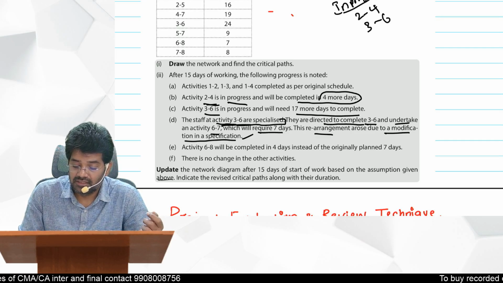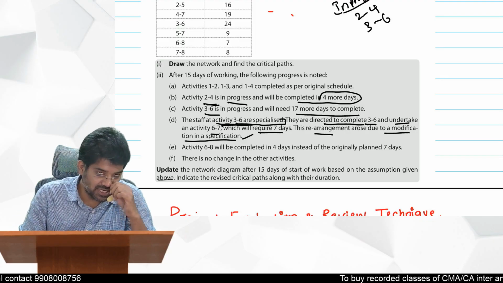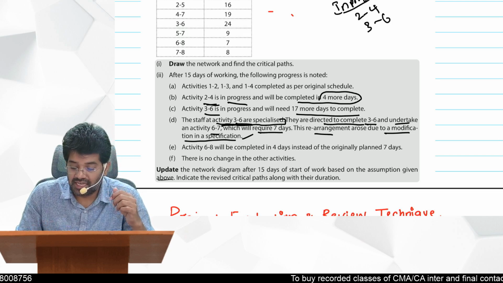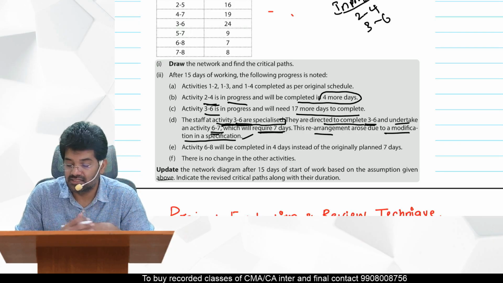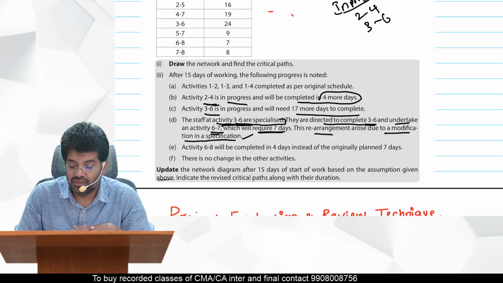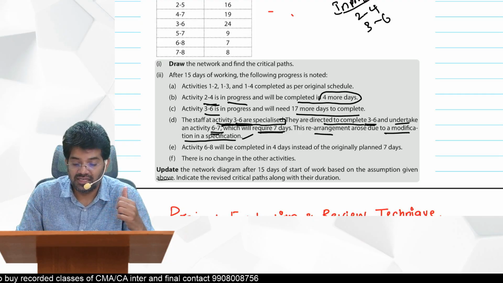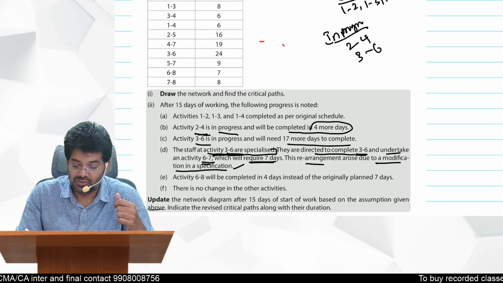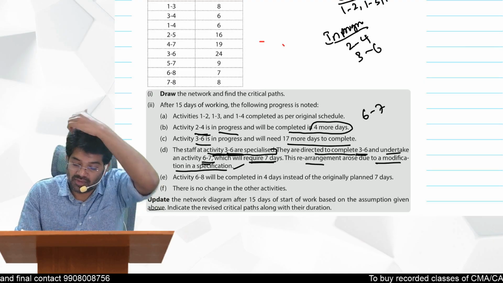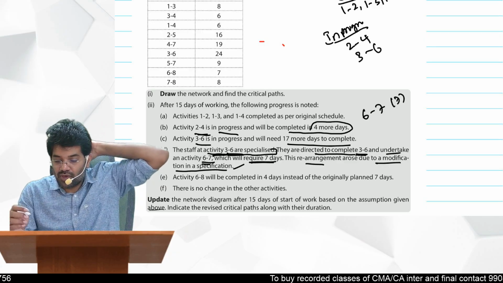The staff in activity 3 to 6, whoever is doing this activity 3 to 6, they are specialized. So they are directed to complete 3 to 6 and undertake activity 6 to 7, which will require 7 days. So they will be used to even complete which one? 6 to 7 also. Which one? 6 to 7. A new one is created, which will require how many days? 7 days. So a new activity has come.